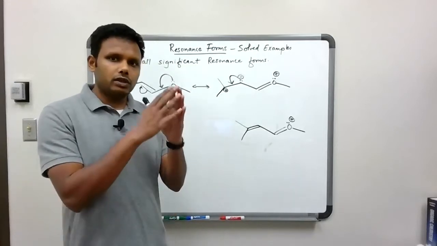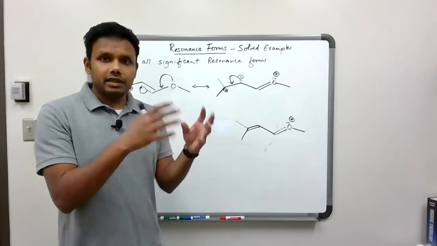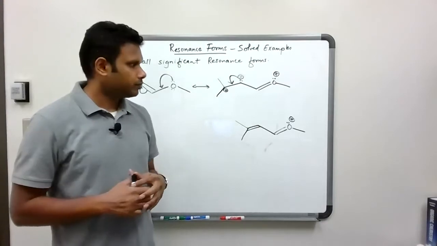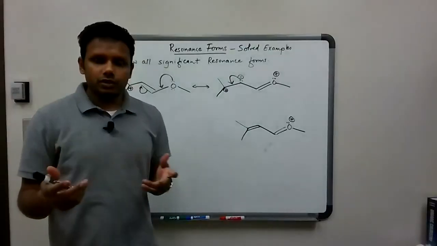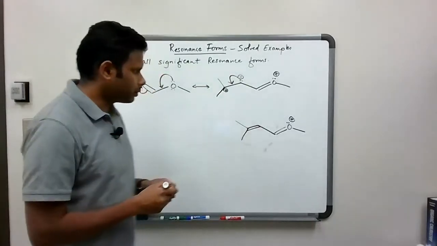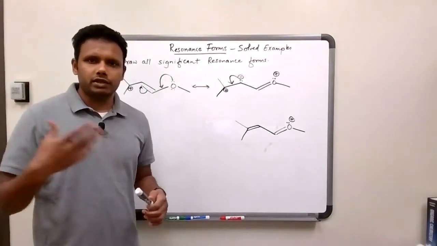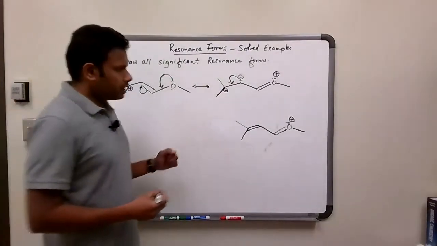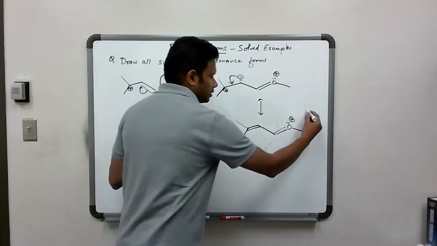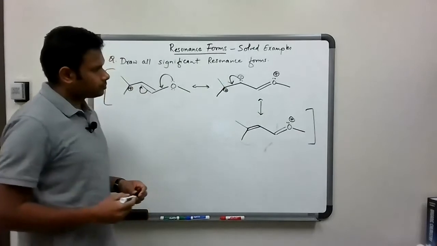Okay, so if you have only one charge, then you must definitely have at least one charge throughout all your resonance forms. But if you have two charges, then they could basically combine and kill the charge at some point. Again, not shortcuts, but things that you have to identify as you practice, okay? But I think at this point we are done. These are all the resonance forms that we can draw. So these are 3 resonance forms for this given structure.